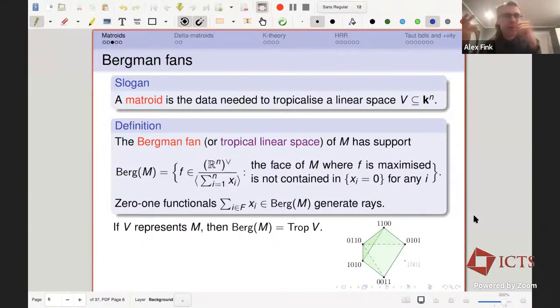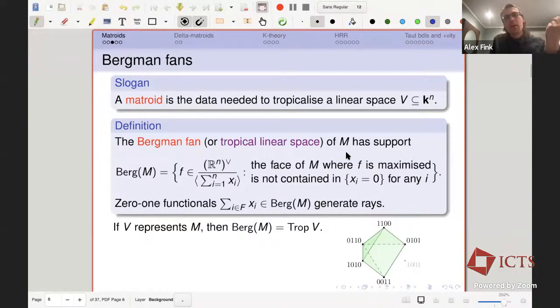Okay, so the other way that matroids, well, the way I said matroids are probably familiar to this crowd is that they let you tropicalize a linear space. I've given the definition of how you do that here in a slightly tricky to unpack way. So, okay, what is this? The Bergman fan, the tropicalization of the linear space, right? If you have a linear space, its tropicalization is this Bergman fan.